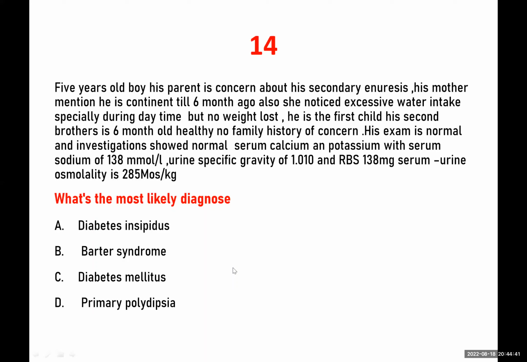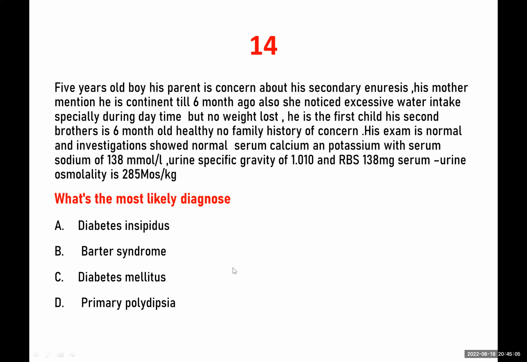Based on this history, the important point you have to consider is that this is a child who developed polyuria and polydipsia, but the polydipsia is usually during the daytime. His problem started 6 months ago. He has a second sibling who is 6 months old, and usually this may be one of the stressful conditions for him. Exam is normal. The serum sodium is normal.